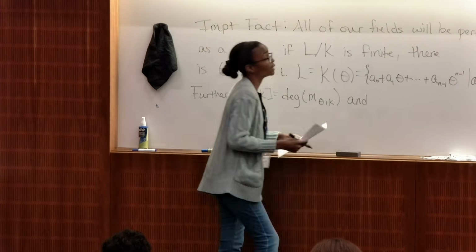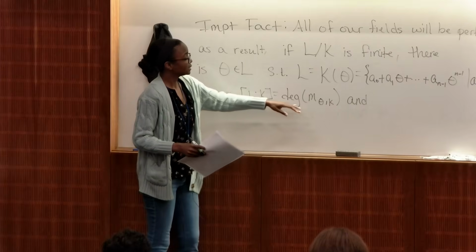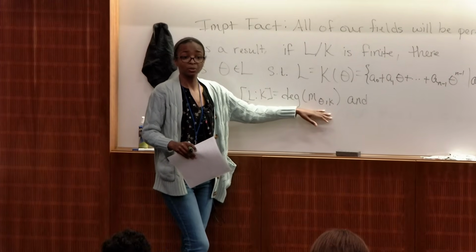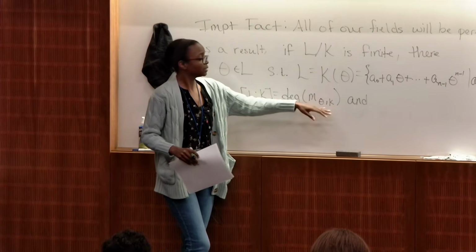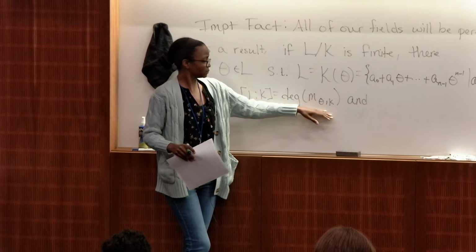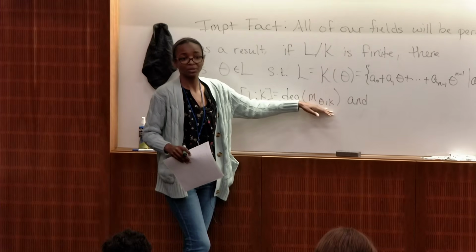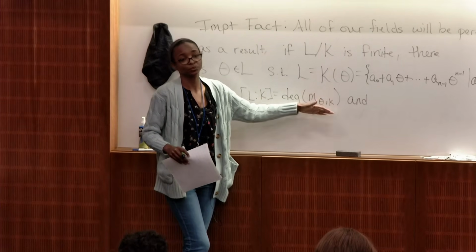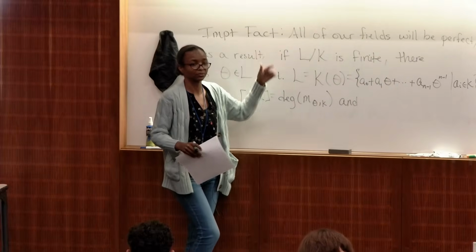And another thing we get by virtue of dealing with perfect fields is that we are guaranteed that this polynomial has as many roots as possible. The maximum number of roots we can hope for is degree of m sub theta k roots. And so the degree of the polynomial is exactly how many distinct roots we have over some algebraic closure of K.